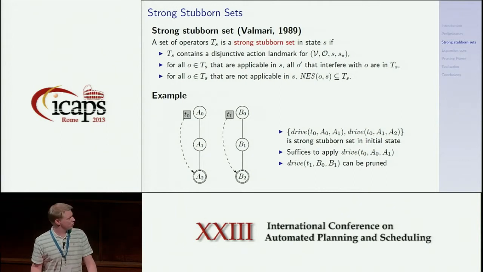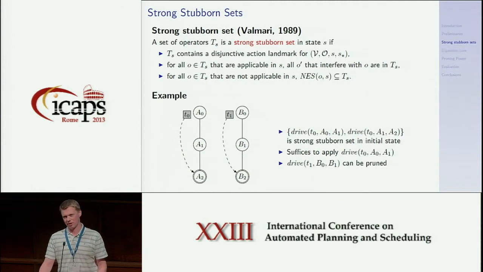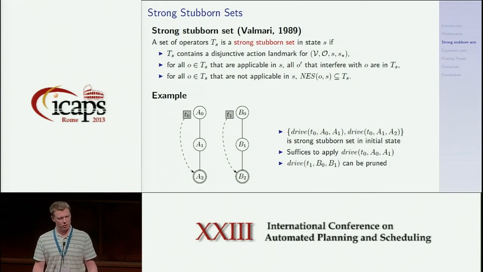And in this example, we observed that the set of drive operators, let's say drive from A0 to A1 and drive from A1 to A2, is a strong stubborn set in the initial state. And why is that the case? Well, first of all, the set must contain a disjunctive action landmark. The drive operator that drives from A1 to A2 certainly satisfies this condition because every plan must eventually execute this operator. This operator is not applicable in the initial state, so we have to include a necessary enabling set, which is the operator drive from A0 to A1.